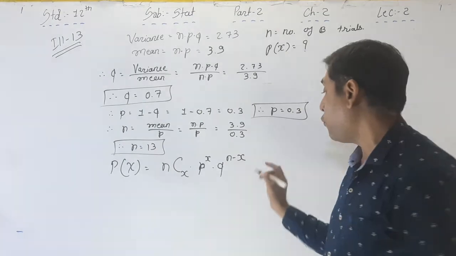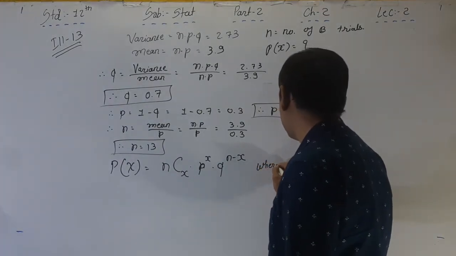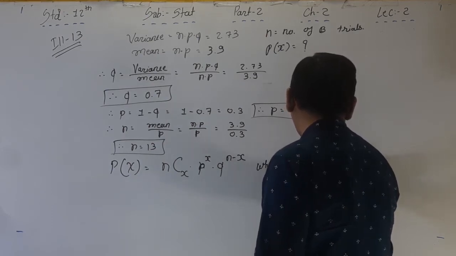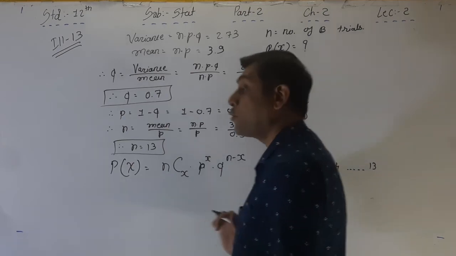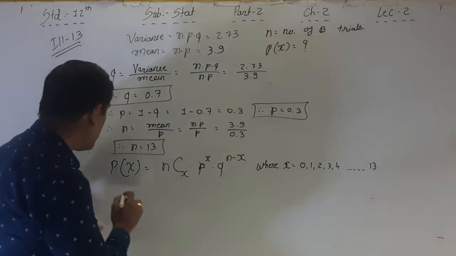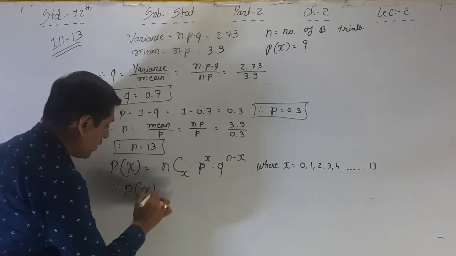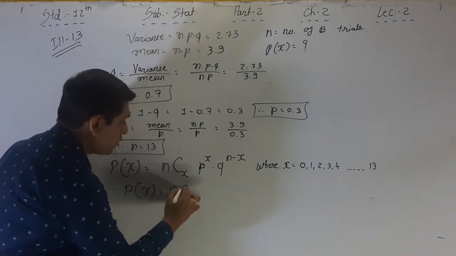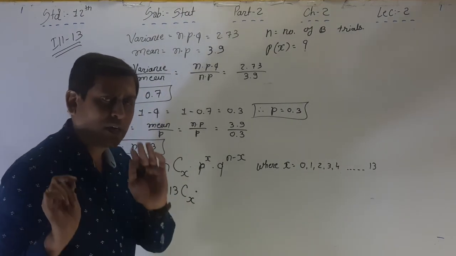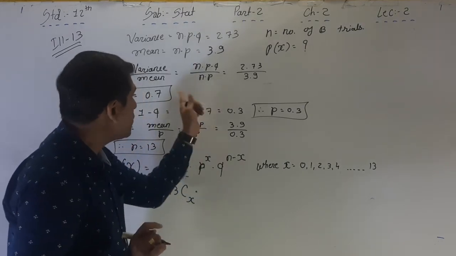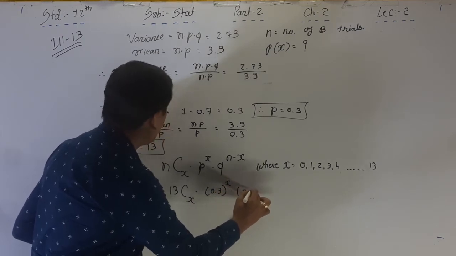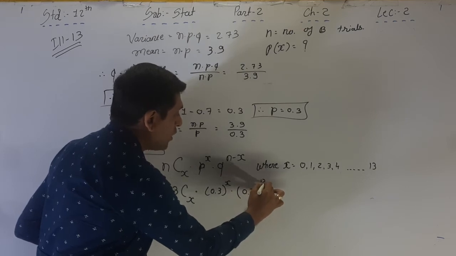x we don't know, so we can write here where x is equal to 0, 1, 2, 3, 4, dash dash dash 13, up to n. So x is equal to 0 to 13. But what is the value of P of x now? Therefore P of x is equal to, n is equal to 13. So 13cx, x we don't know, so we just write down the x. Then p raised to x, p is equal to 0.3 raised to x, into 0.7 raised to 13 minus x.